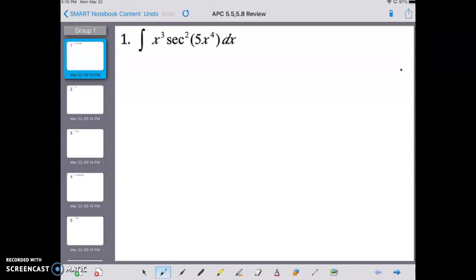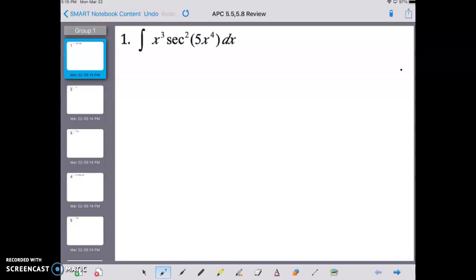This is the AP Calculus 5.5 and 5.8 review, problem number 1. In problem number 1, we are asked to use a substitution to evaluate the integral. Notice that this is an indefinite integral. We do not have limits of integration on our integration symbol, so that means that we need to remember our plus c after we're done finding our antiderivative.